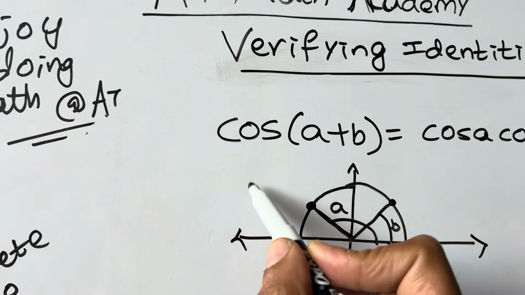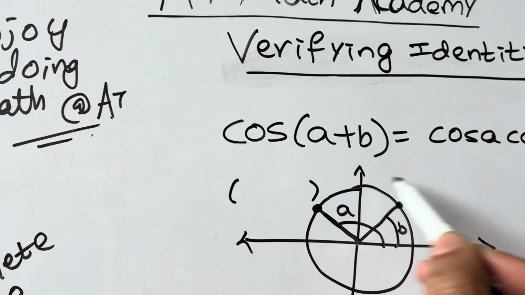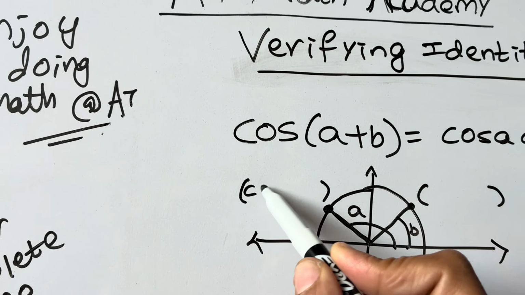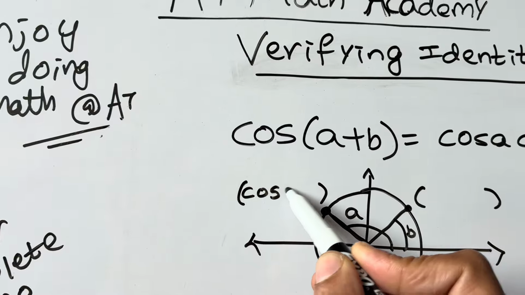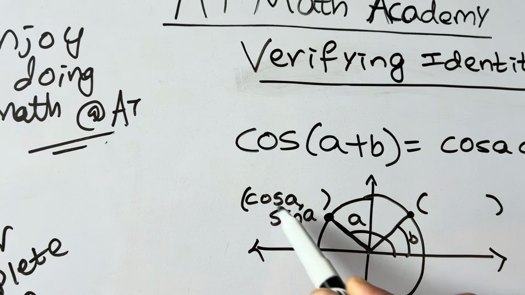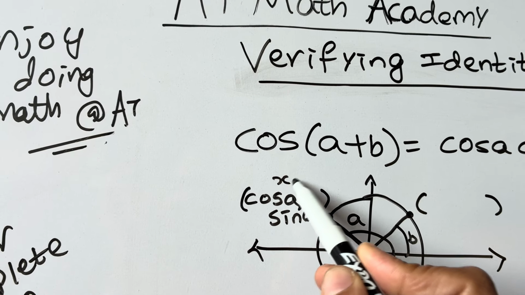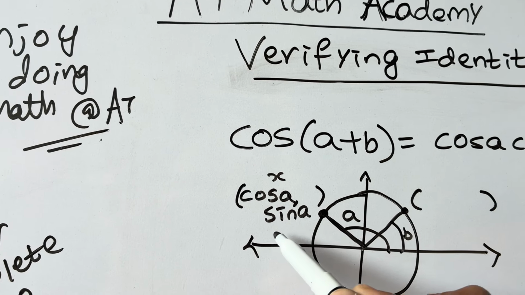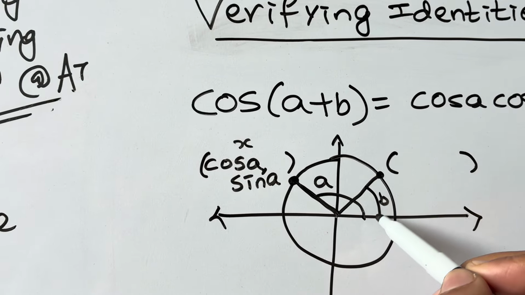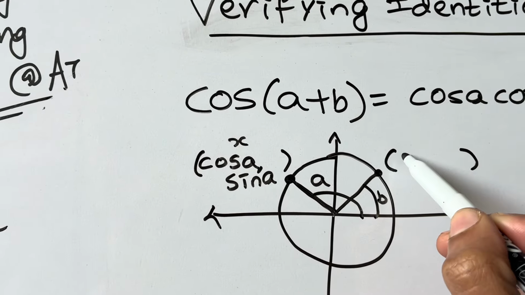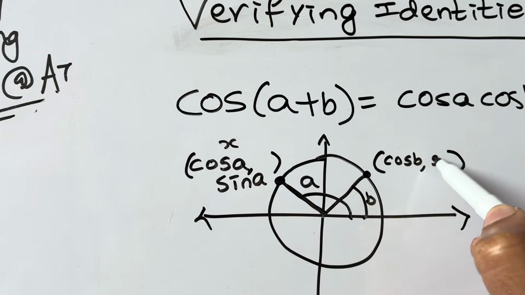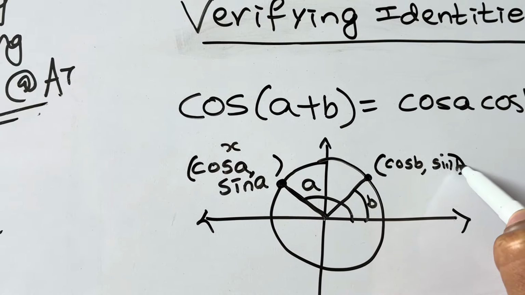Then if we want to write the coordinates for this point and this point, it will be cos of A and sine of A, because the x coordinate is represented with cosine and the y coordinate is represented with sine. And since here it is making an angle of B, I'm going to write the coordinates here as cos of B and sine of B.